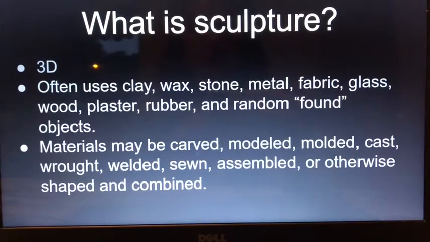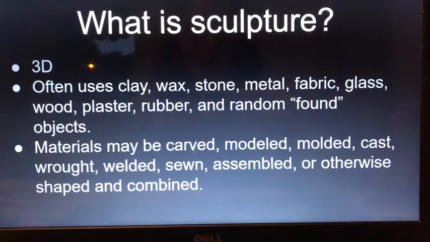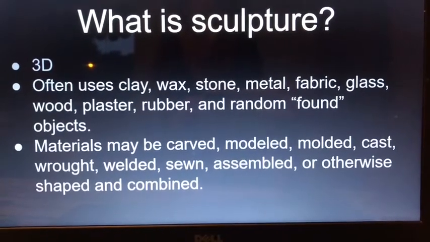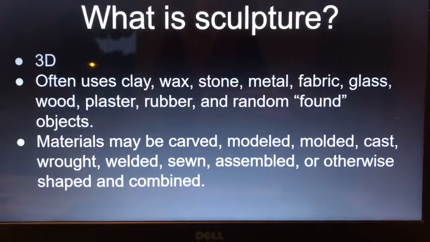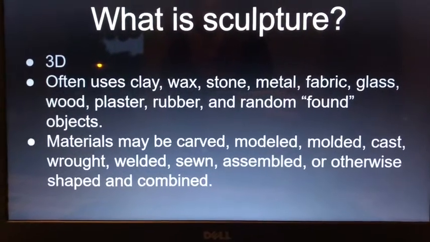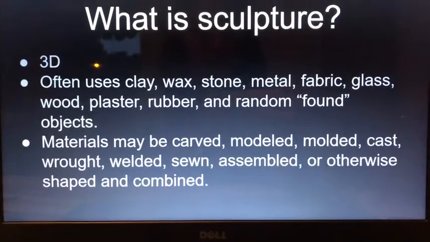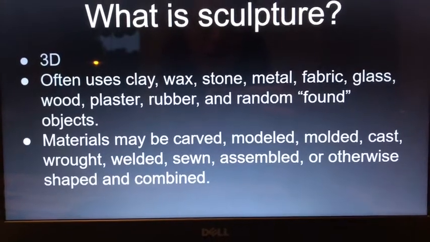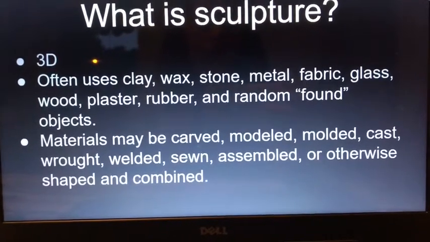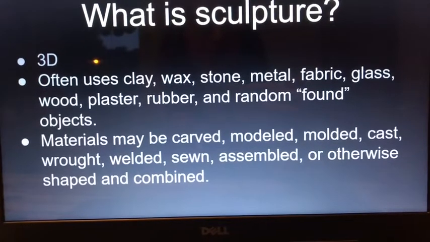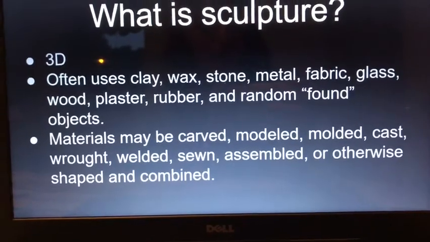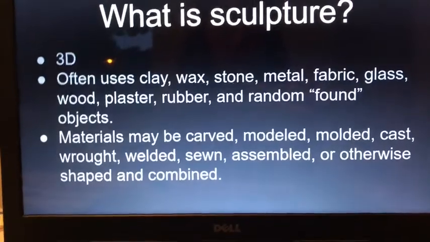But with sculpture, materials can also be carved, modeled, molded, welded, sewn, assembled, or shaped and combined. This third bullet refers to how you attach your objects or how you manipulate them. So with clay, you could sculpt or carve it. However, with found objects, you might want to sew or assemble them together.